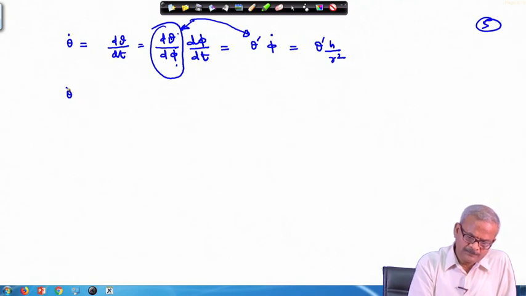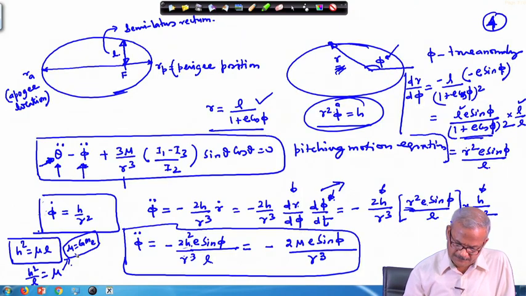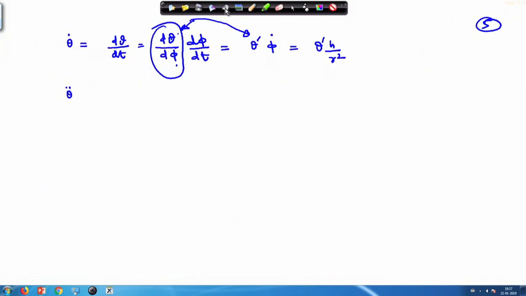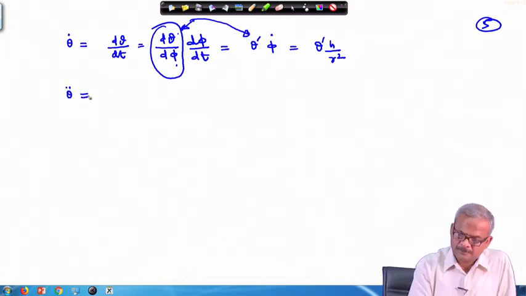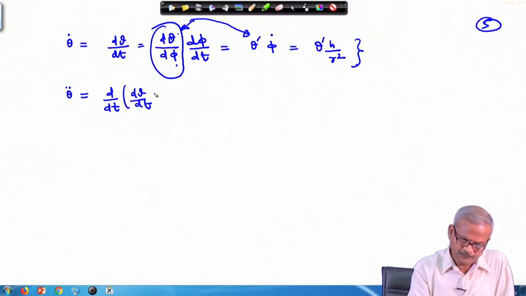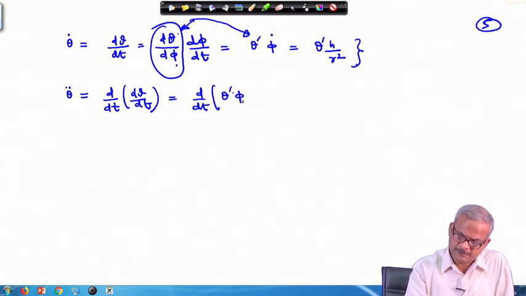Okay. Similarly, theta double dot is the quantity which we require. So, theta double dot is present here, and this quantity we require. So, theta double dot, we need to differentiate this again. Okay. So, this will be d by dt of d theta by dt, theta prime times phi dot.